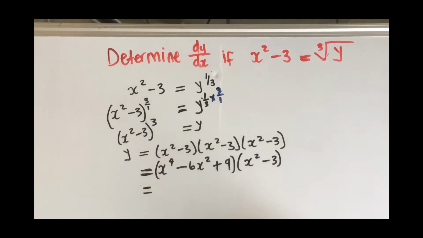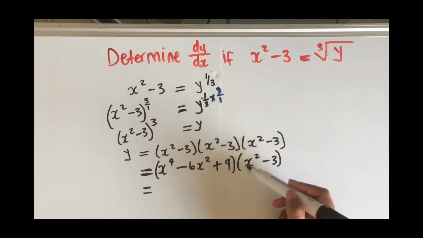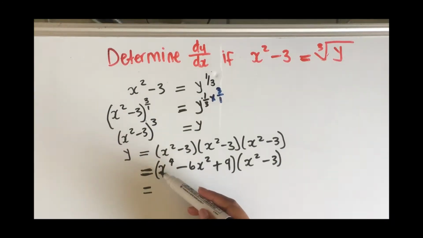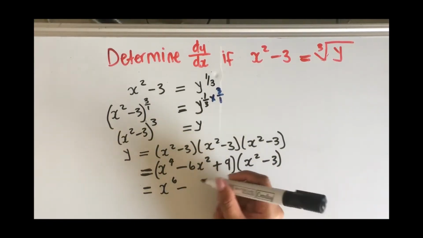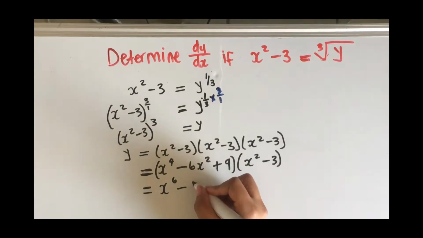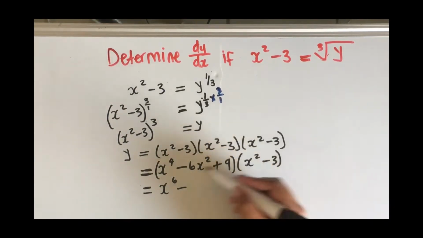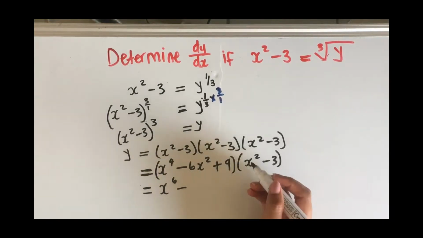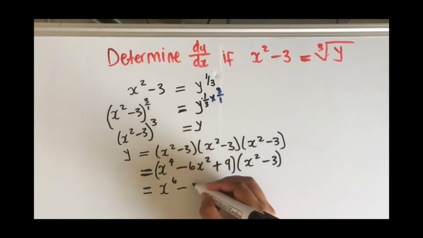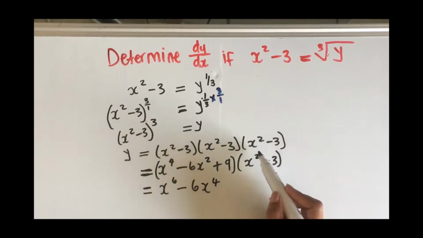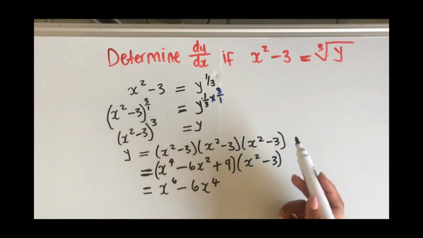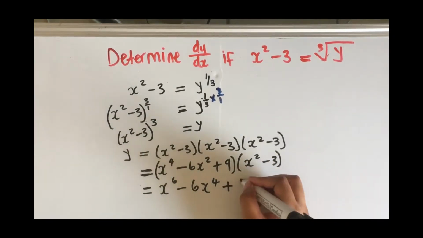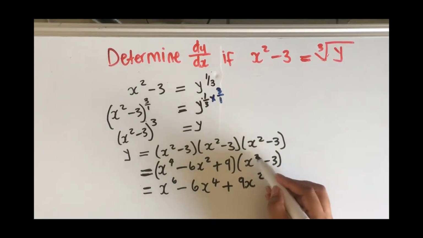So again, x squared multiplied by x to the power of 4 is going to be x to the power of 6. Then x squared multiplied by negative 6x squared is negative 6x to the power of 4. Remember, our bases are the same, so we add our exponents. Then it's plus 9x squared, because x squared multiplied by 9 gives us 9x squared.